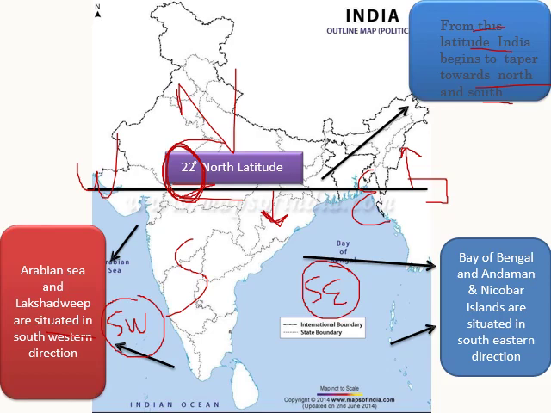And here we have the area which is the meeting zone of the Arabian Sea, Bay of Bengal as well as the Indian Ocean. So here, just near Kanyakumari, we have the area where water from the Bay of Bengal, Arabian Sea as well as Indian Ocean meets together. Now here we have Palk Strait, a narrow strip of water body which separates India from Sri Lanka.